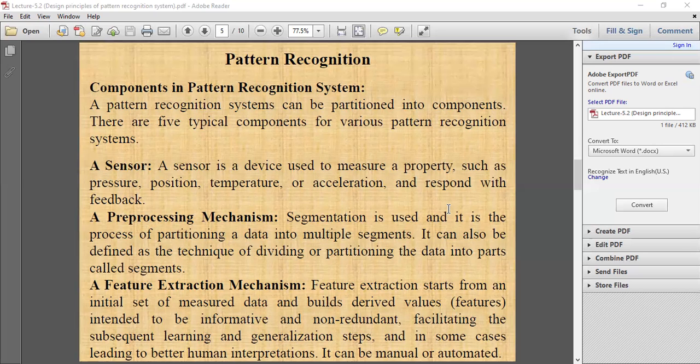A feature extraction mechanism. Feature extraction starts from an initial set of measured data and builds derived values intended to be informative and non-redundant, facilitating the subsequent learning and generalization steps, and in some cases leading to better human interpretation. It can be manual or automated.